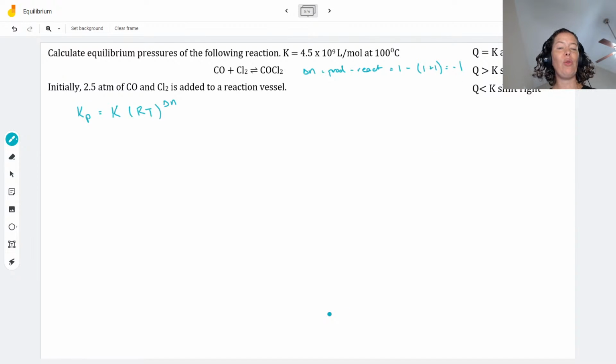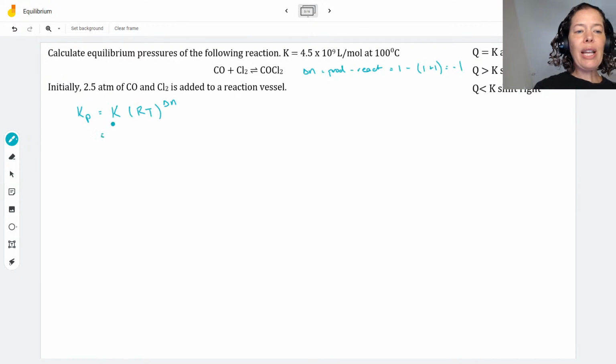So I want to make sure you know where that number comes from. And you're just looking at the stoichiometric coefficients. In this case, products was easy because there's only one product. But if you had 2 products, you would add those stoichiometric coefficients together first, and then you would subtract it from the sum of the reactants. And I think we are ready to actually calculate our Kp now.